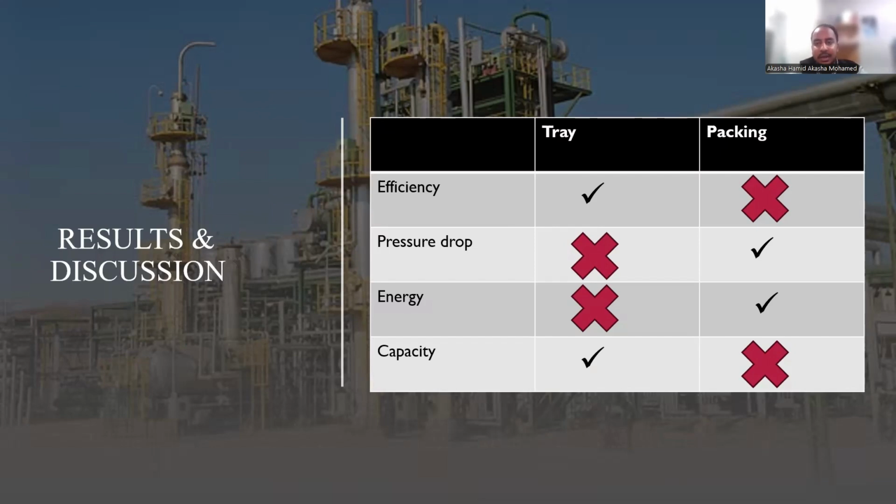My results indicate that there is no universal superior distillation internal. Tray columns provide much better separation efficiency after their revamp, making them suitable when achieving very high product purity is the priority. On the other hand, structured packing significantly reduces pressure drop and energy consumption, making it more suitable when reducing operating costs is the main objective. Therefore, engineers should choose the column internals based on the specific requirements of the process rather than assuming one design is always better than the other.